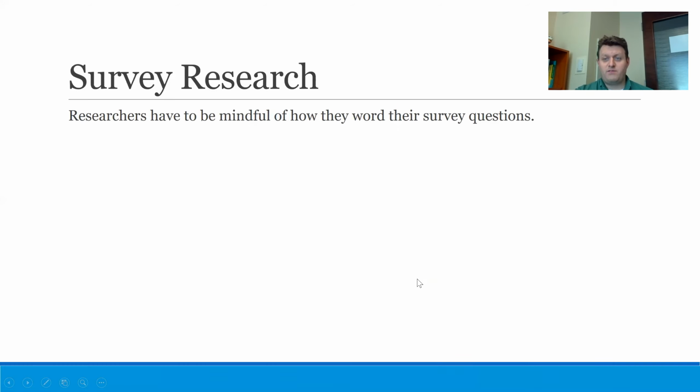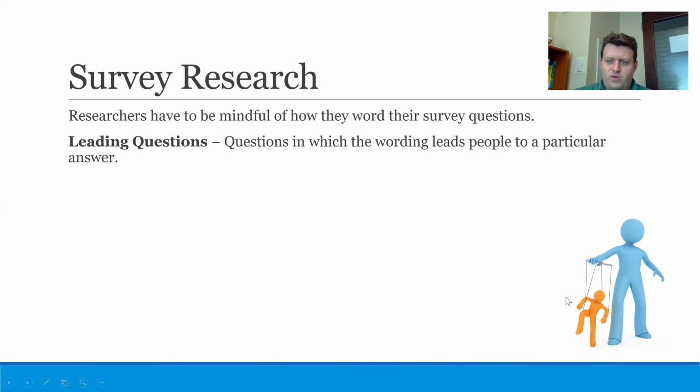So we have to be mindful when we are doing survey research to write our questions in an appropriate way. If we write our questions in an inappropriate way, we're going to get really bad data. Our subjects are going to be confused, and they might not give us their honest answer choices. So here's some things that we want to make sure that we avoid.